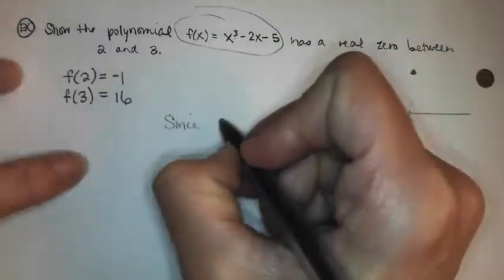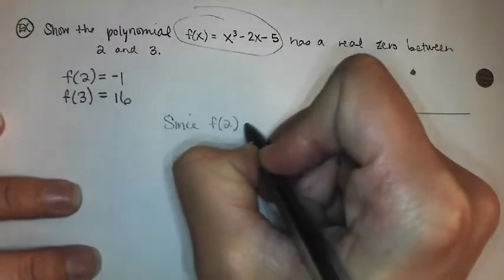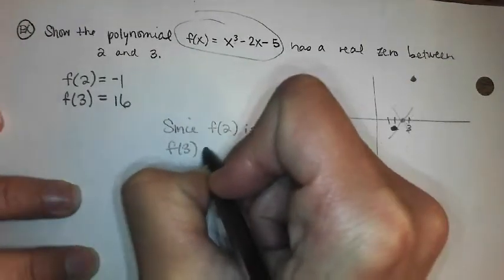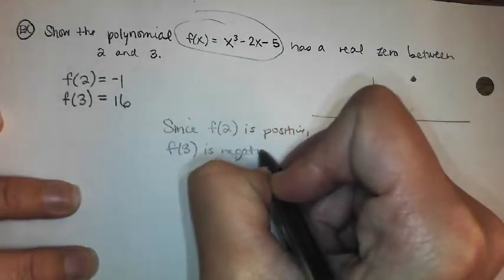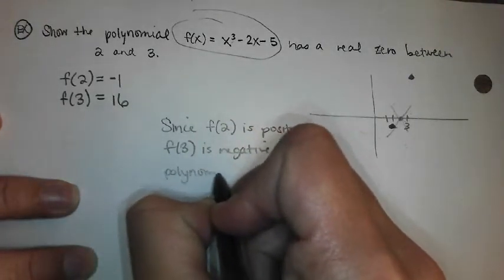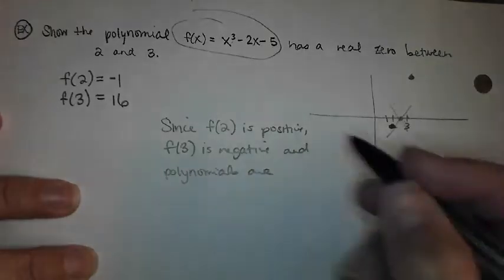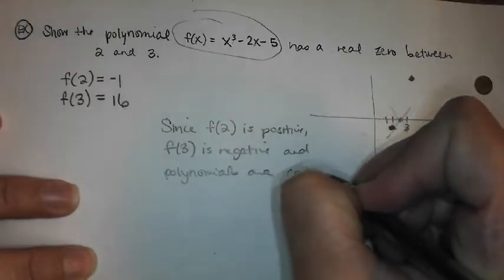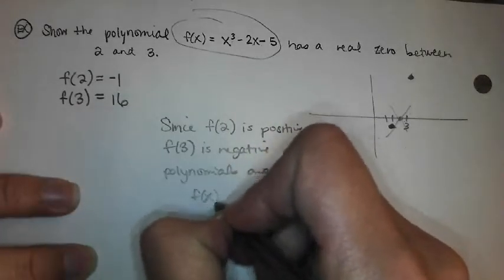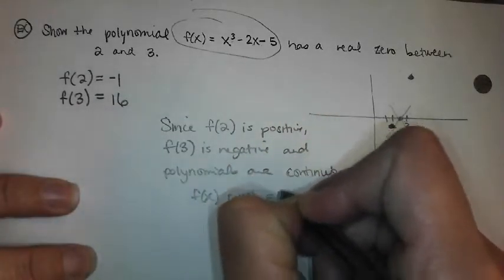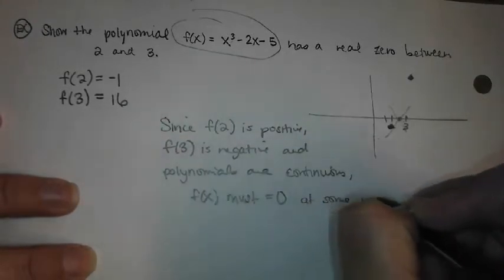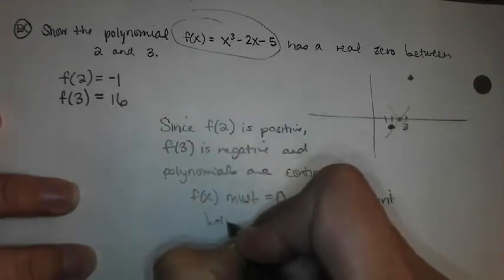And you'd need a little statement to say that. So since f of 2 is negative, f of 3 is positive, and polynomials are continuous, f of x must equal 0 at some point between 2 and 3.